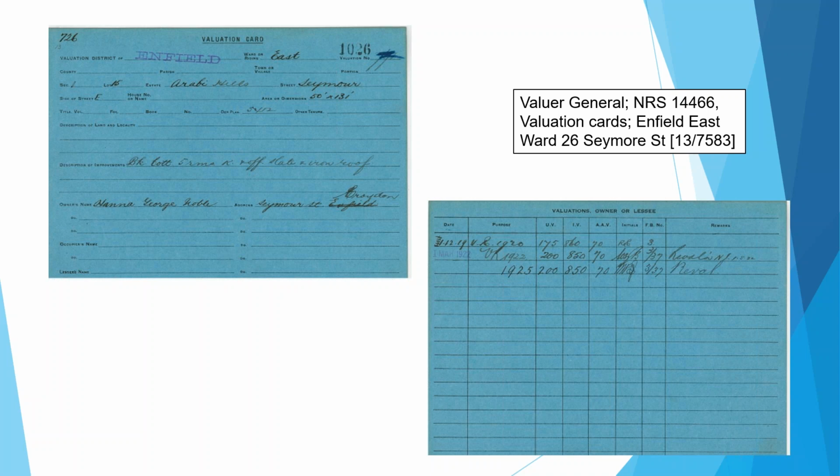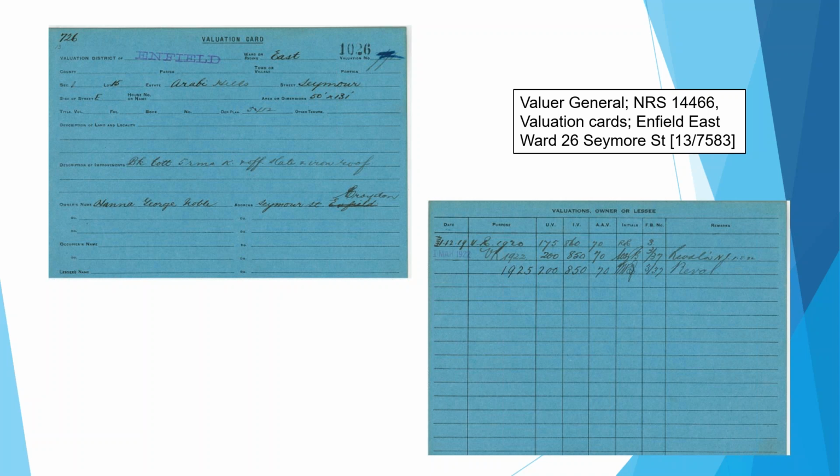So again, it gives us that same description, the brick cottage with the 5 rooms, the kitchen, the offices, the slate and iron roof, and the owner, George Noble Hanna, Seymour Street, Croydon. On the back, it's got the dates of the valuations. So these are quite early, 1920, 1922, 1925. So we know that the Hannas owned this as early as 1920, if not before. Still owned it in 1948, so we know they owned it for quite a long time.